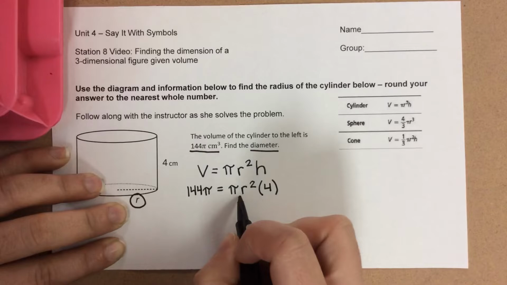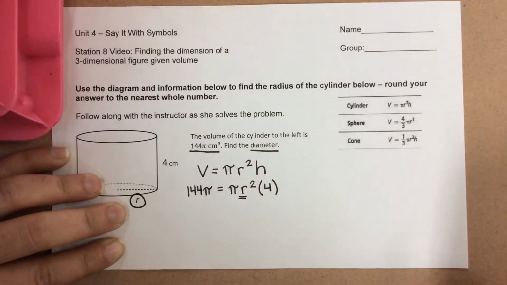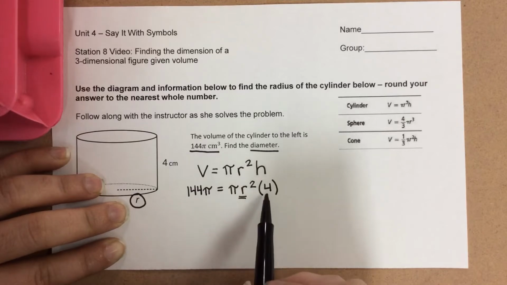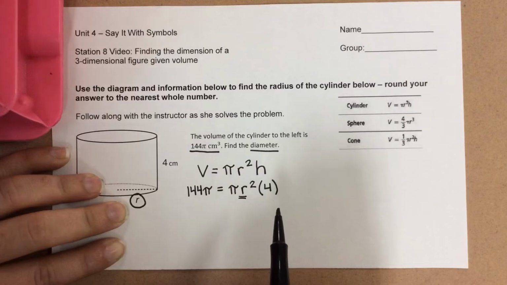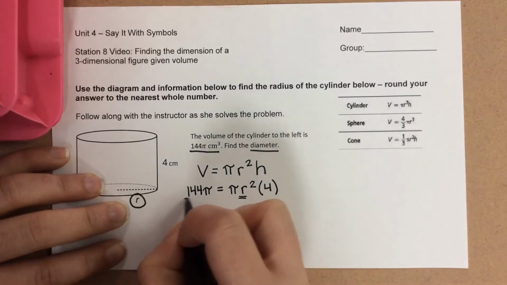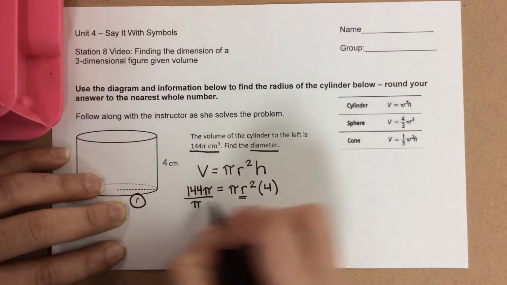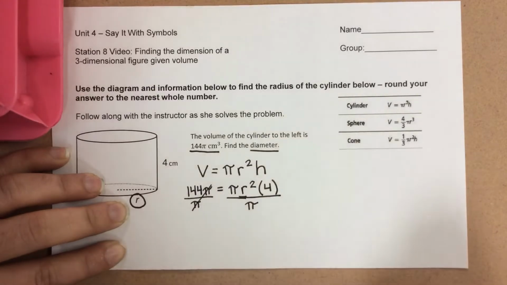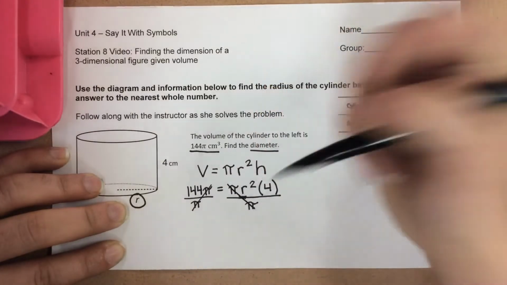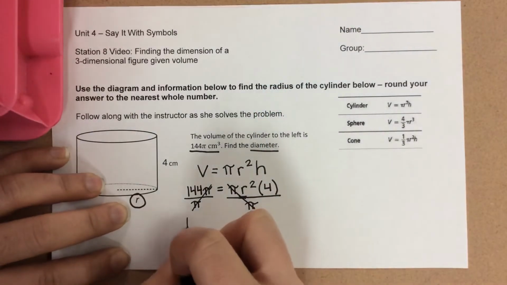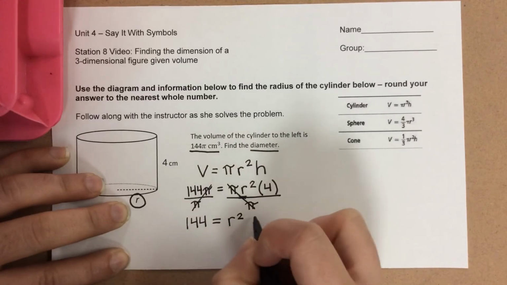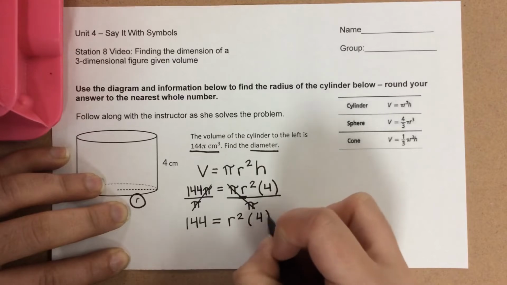Now I need to figure out how I'm going to get this r variable by itself. All of these terms, pi, r squared, and 4, are being connected by multiplication. So the opposite of multiplication would be division. The first thing I always do is divide both sides of my equation by pi. Pi divided by pi would be 1. Pi divided by pi on this side, also 1. So now I'm left with 144 equals r squared times that height of 4.